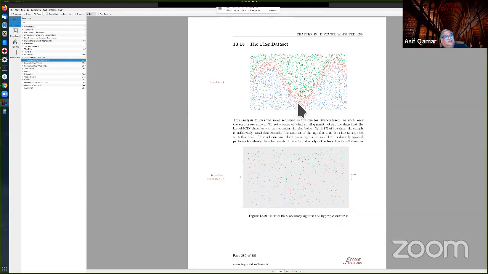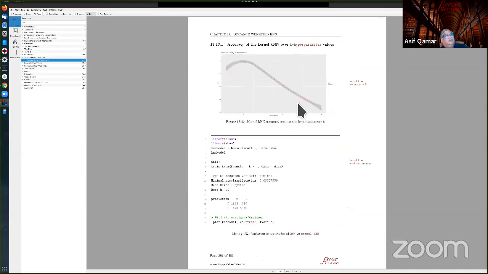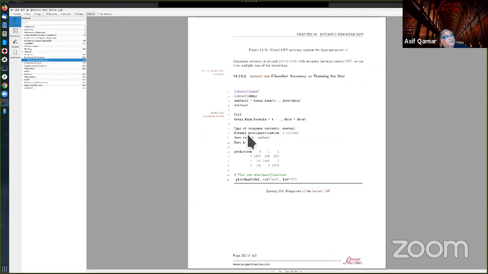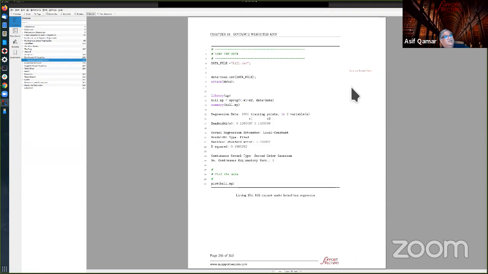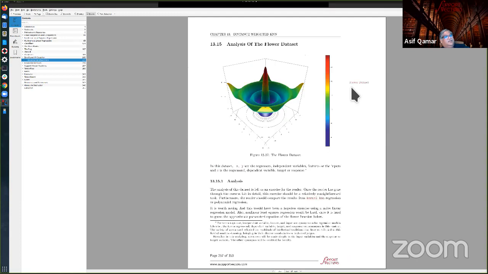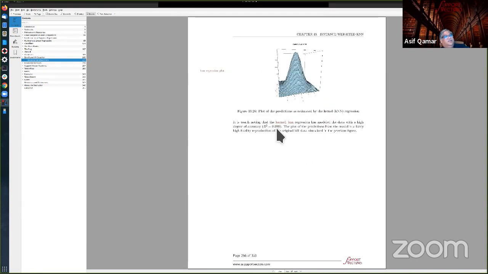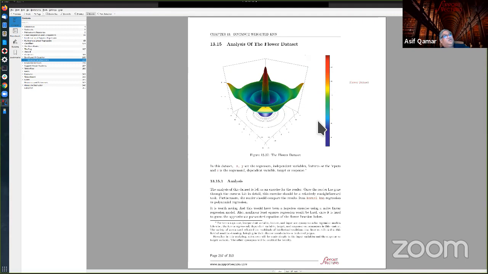So we have the flag data set here. Once again, the same accuracy curve that you see. You get a peak around K equal to 5 to 10. In this plateau range, you get maximum accuracy of 87%. Right? The Hill dataset, what does it do? Hill dataset gets the predictions right with a very high degree of accuracy, 99% R squared, coefficient of determination, very high. So these things work.